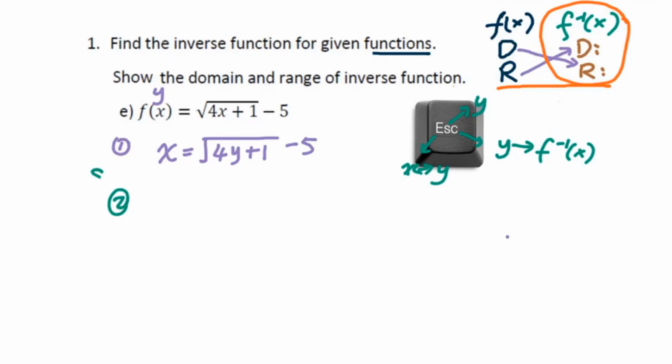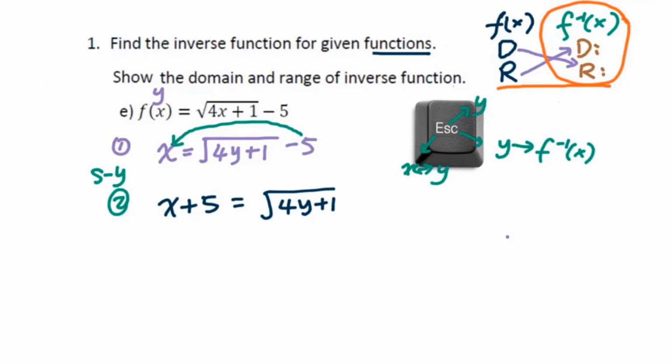Then we solve for y. We know this is a square root equation, so we isolate the square root. We add 5 to both sides. We get x plus 5 equals the square root of 4y plus 1. Then we square both sides. You will get (x plus 5) squared equals 4y plus 1.